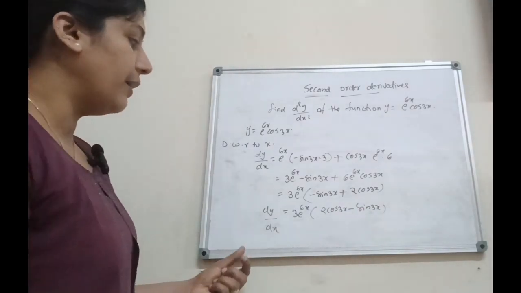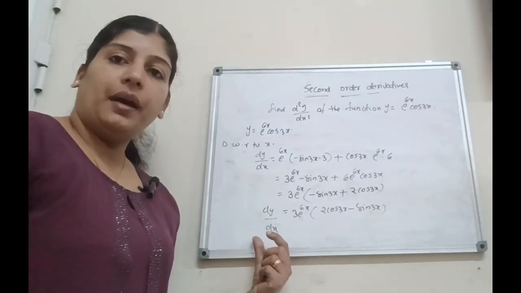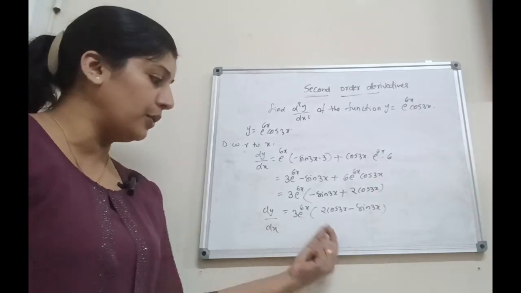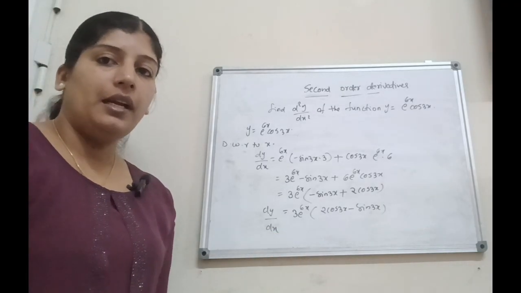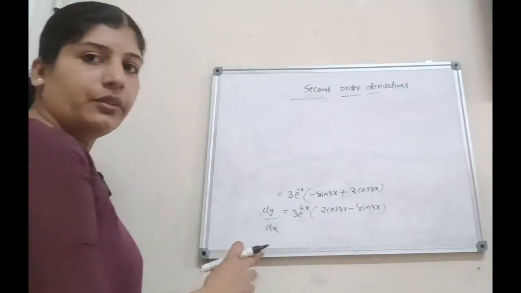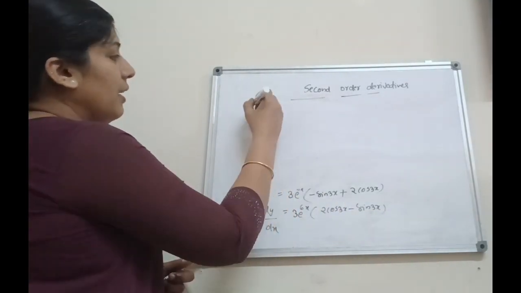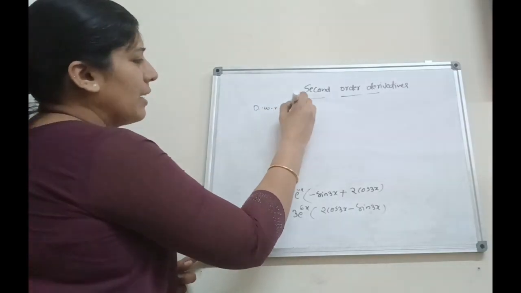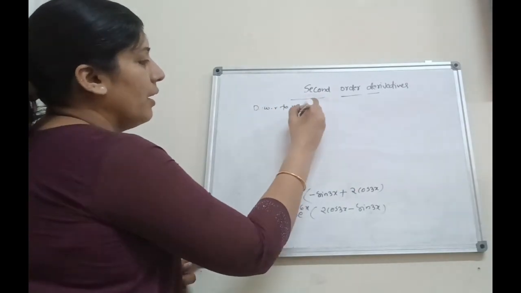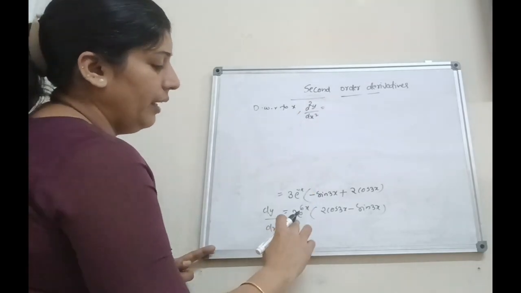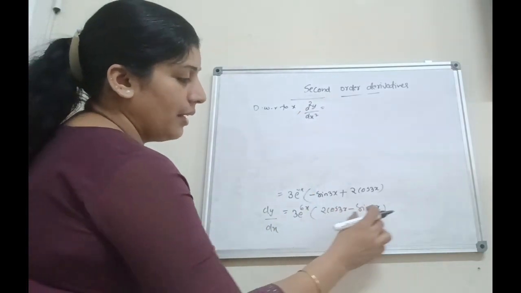Next, we have to find d by dx of dy by dx. That is, next we have to differentiate with respect to x on both sides. We will get d square y by dx square. dy by dx equal to 3 e raised to 6x into (2 cos 3x minus sin 3x). Next, differentiate with respect to x on both sides. Therefore, d square y by dx square equal to, here 3 e raised to 6x into (2 cos 3x minus sin 3x).